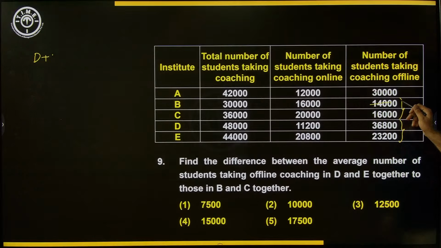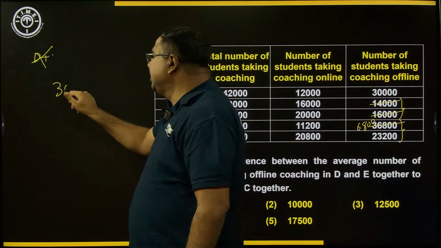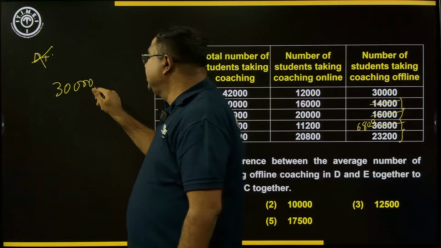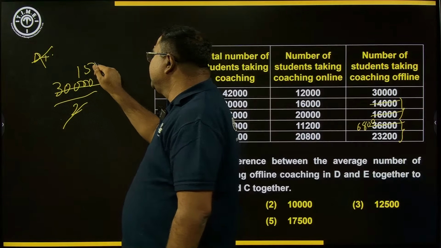What is 14,000, 16,000? 30,000. If I remove 30,000, still these two are how much more? 6,800. If I add 800 here, 24 plus 6, the difference is 30,000. No need to write also. By observation, I can say 30,000. He is asking you the average by 2 coaching institutes, so it has to be 15,000.